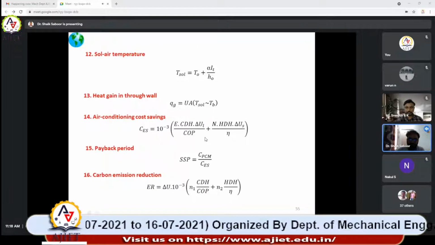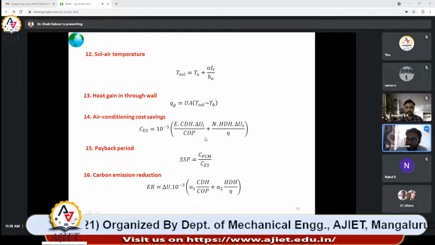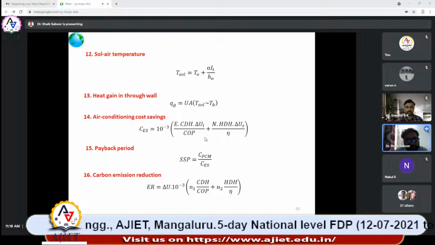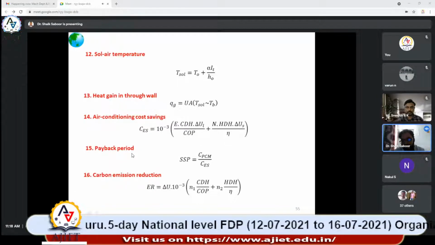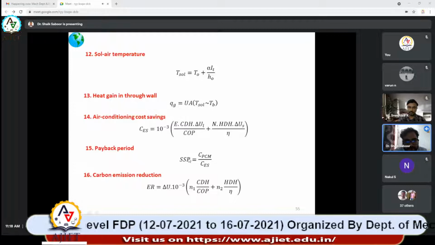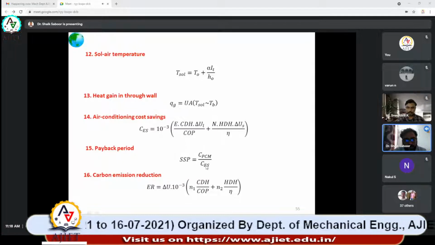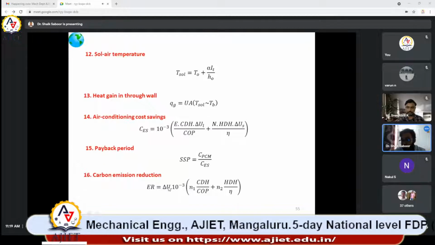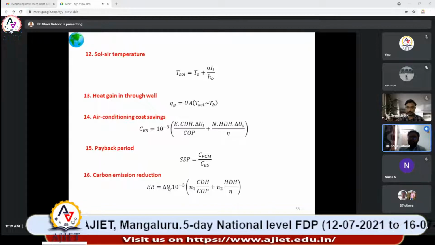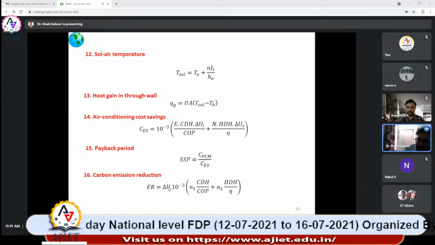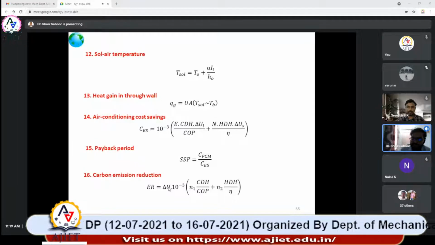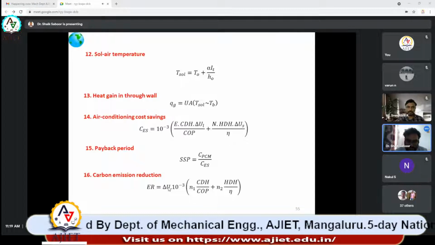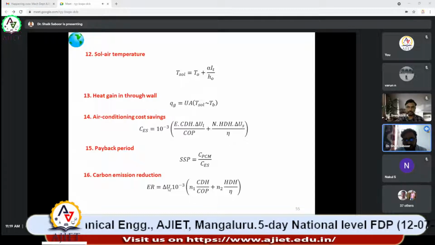So you are spending some amount for PCM. When will you get that amount back in terms of energy savings? That can be denoted by the payback period. We have to compute the payback period. Later on, by saving this much energy, how much carbon emission reduction are you achieving? Ultimately, as I told, greenhouse gas emission plays a very, very important role. If you are not able to control greenhouse gas emissions, we know very well what kind of natural calamities are going to take place.